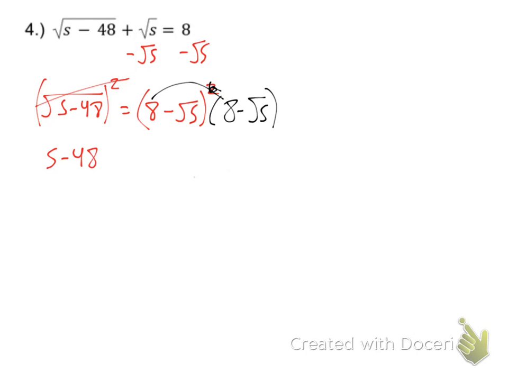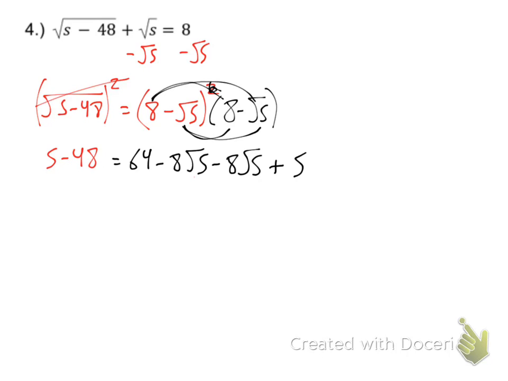What's 8 times 8? So it's 64. What's 8 times a negative square root of s? It's negative 8 square root s. One's inside a square root, one's not, so when I multiply them, I have to leave the 8 outside. What's a negative square root of s times 8? It's a negative 8 square root s again. And then, what's a negative times a negative? It's square root of s times square root of s, which is just s, positive, right?